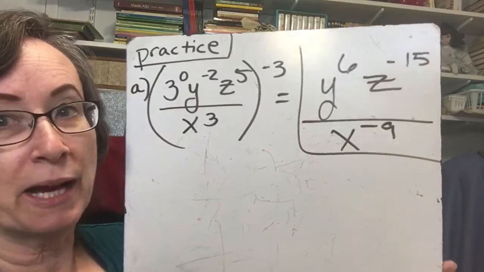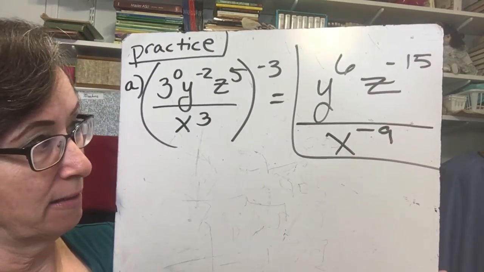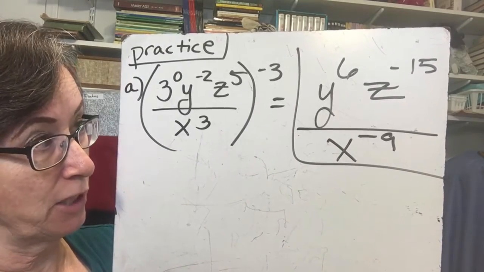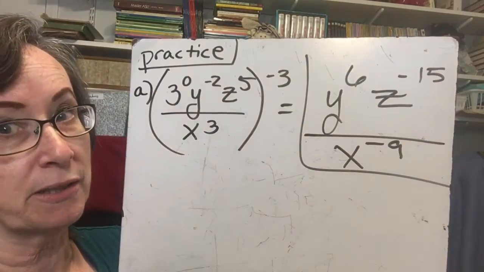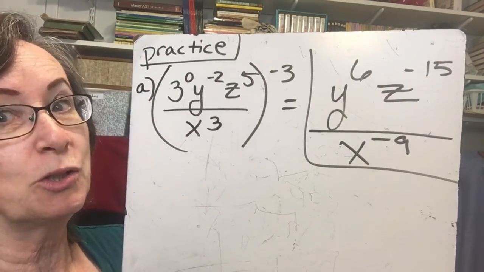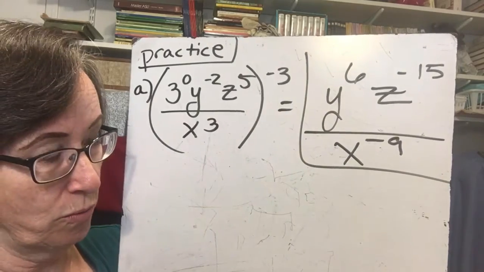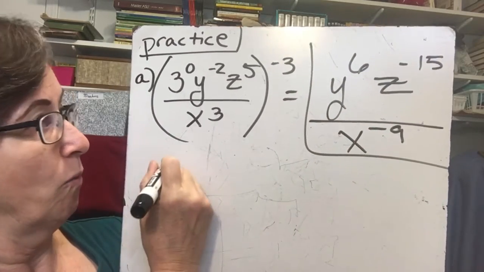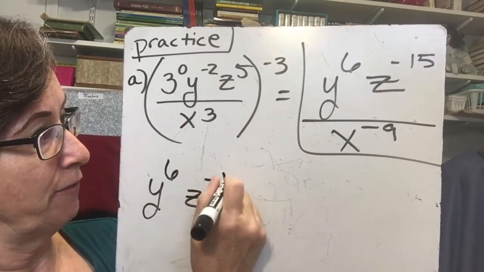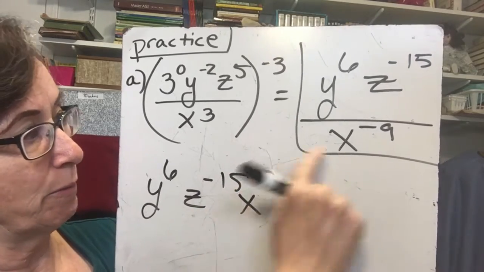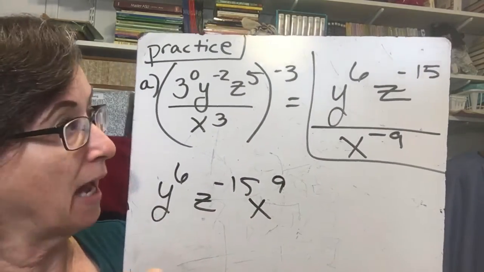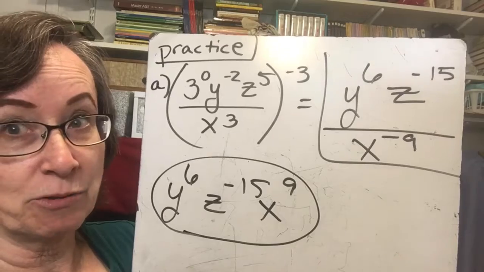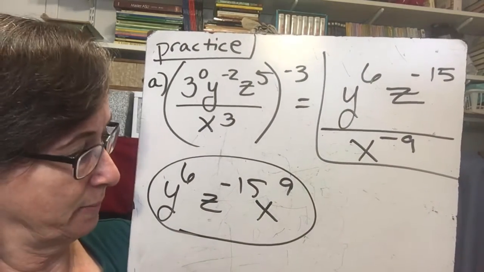Now, this is the way your book has been leaving it. But that's really in none of the forms you're going to see it in another textbook, because your book's either going to tell you to put all variables on the top, or it's going to tell you to leave positive exponents. So if we were going to leave all variables on the top, then we would have y to the 6, z to the negative 15, x to the 9. We would raise this up, and now all my variables are on the top. That would be an acceptable way to leave it if they were telling you to leave it with all variables on the top in the numerator.